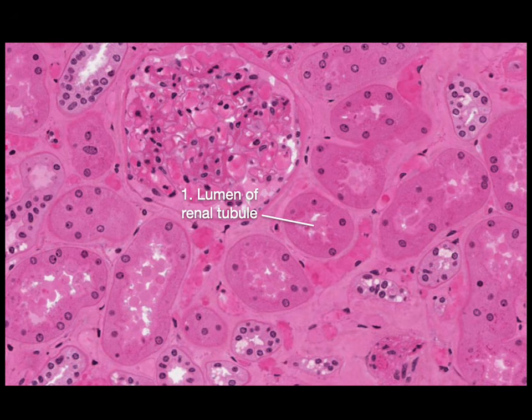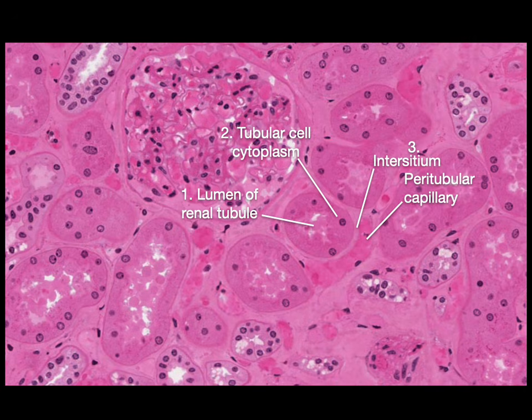There is the lumen of a renal tubule, so there's tubular fluid in there. The pink space is the cytoplasm of a tubular cell. The dark purple circle is the nucleus. And then there is the interstitium and peritubular capillary. That's compartment number 3.